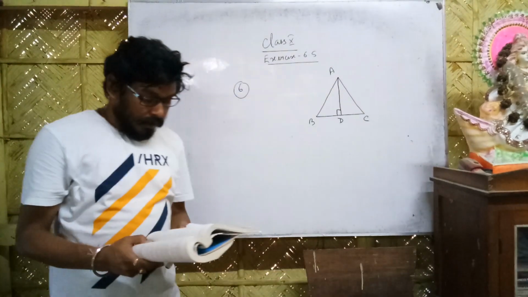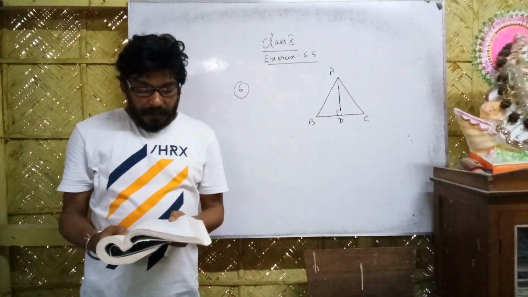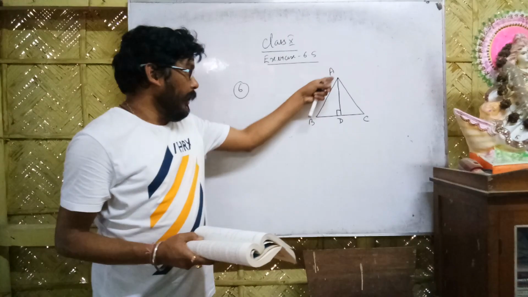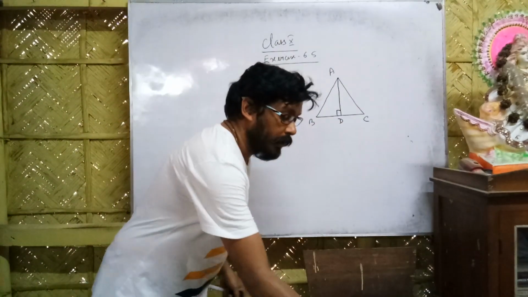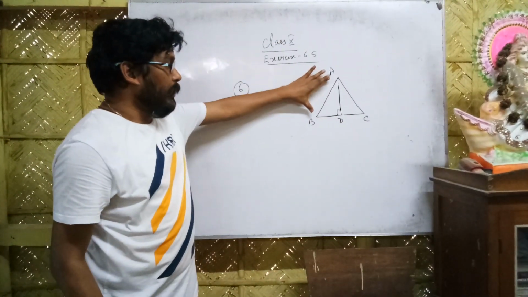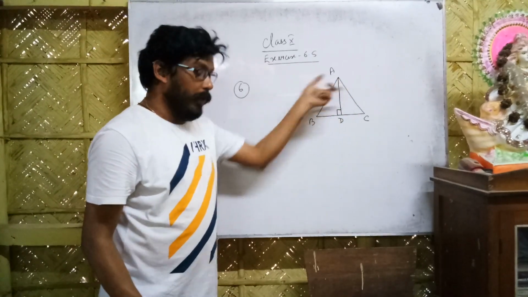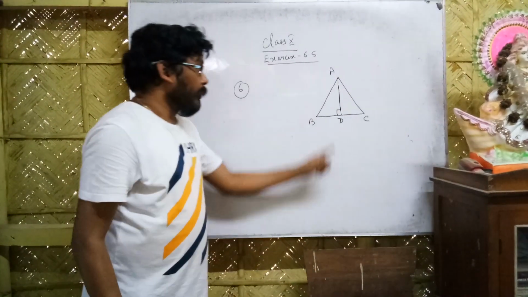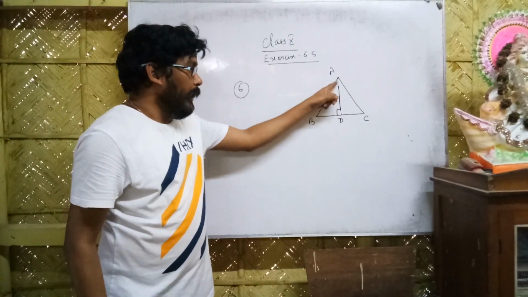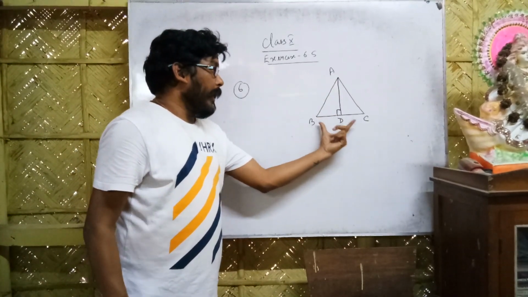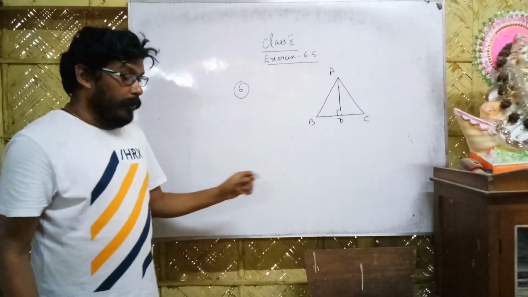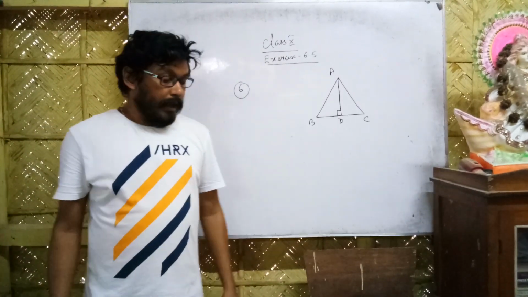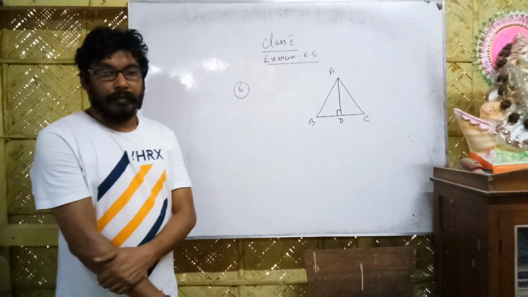Question number 6. What did they say? ABC is an equilateral triangle. So equilateral triangle means all sides are equal. AB equal to BC equal to AC. You have to find each of its altitudes. We have done only one altitude, from A to BC, AD. So in the given part you write triangle ABC is an equilateral triangle.